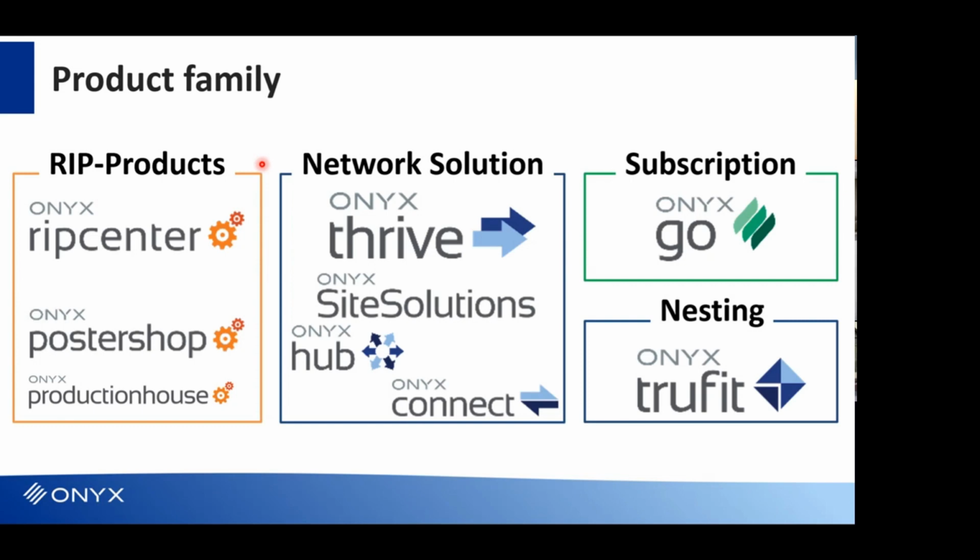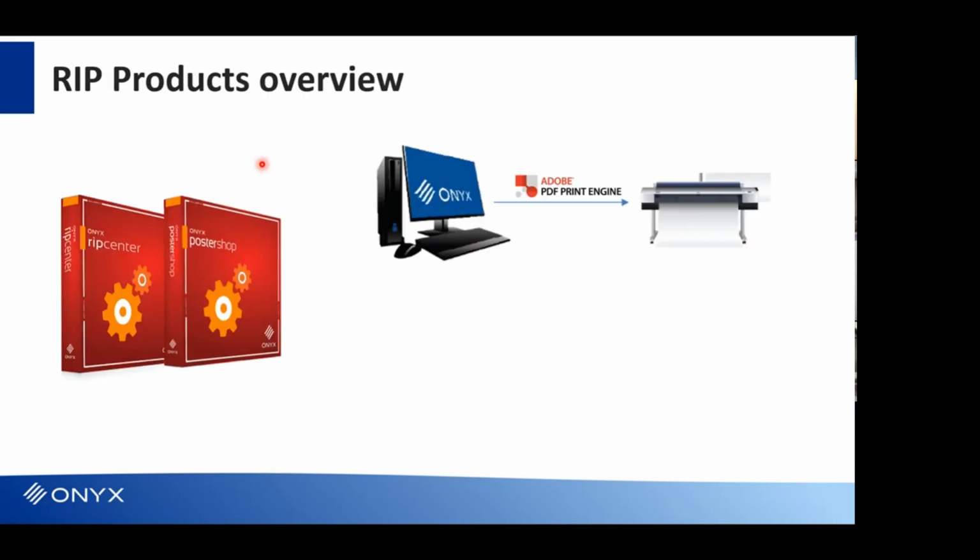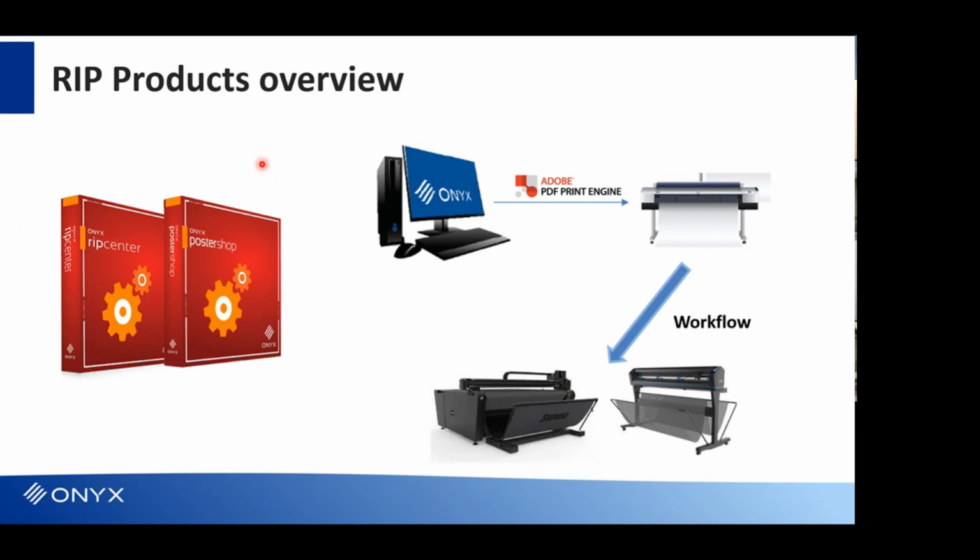So what are the differences, right? Which we find in the RIP products, right? So the basic products, which are the stationary products, as you can see, are products that, RIP Center and Poster Shop, are installed on a PC, so stationary, hardware driven. Then the printout goes directly to the printer from a particular device, plus a CATX solution as an option, right?